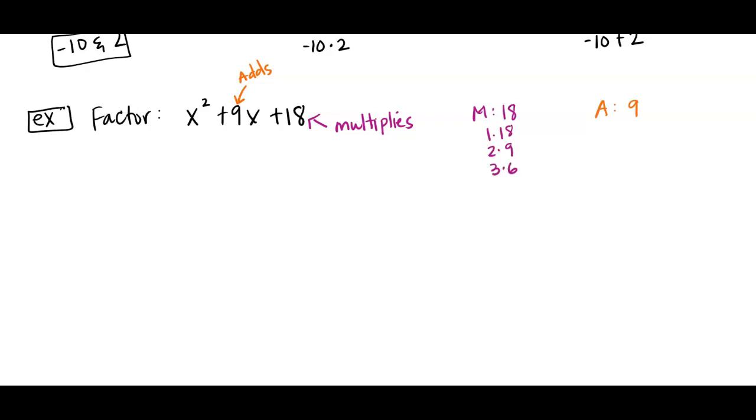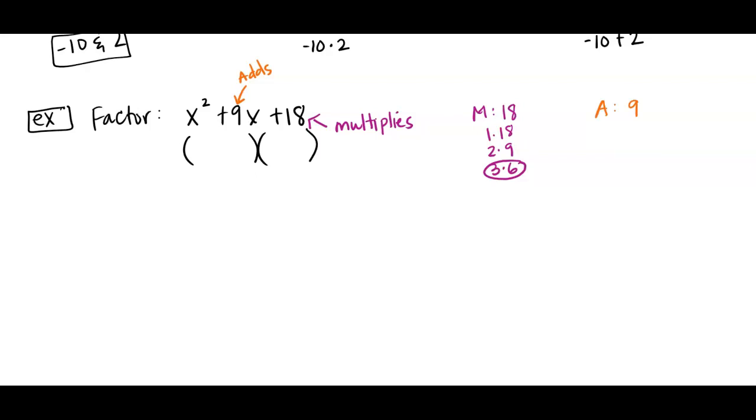All right, so if I think about all the different factors, 1 times 18, 2 times 9, 3 times 6, this is the only one that adds to be 9, right? So when I write this down in factored form, this is what it's going to look like. All right, we're going to be making 2 sets of parentheses here.